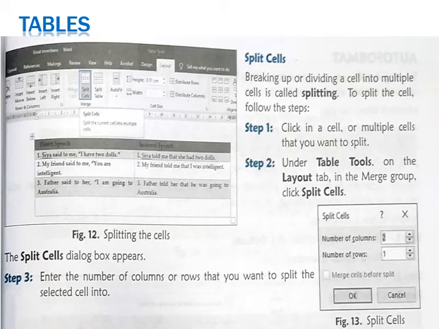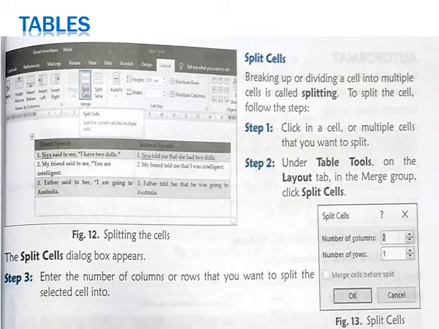Next is splitting a cell, just the reverse of merging. In case you have already designed a table but now you realize that you need to have two cells at a place where there is only one cell or one block, in that case you go for the split option. Breaking up or dividing a cell into multiple cells is called splitting.